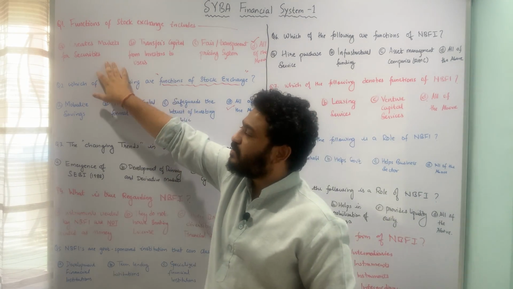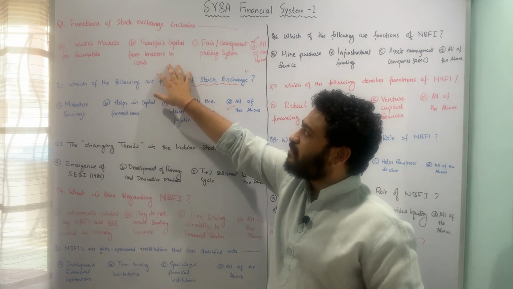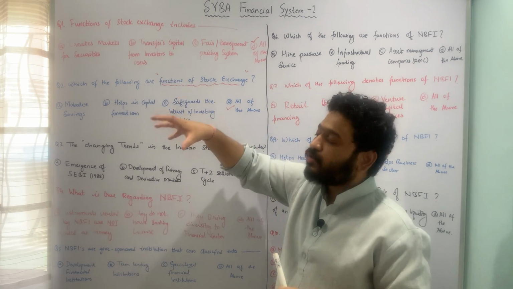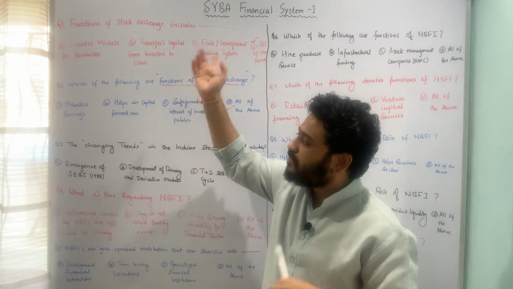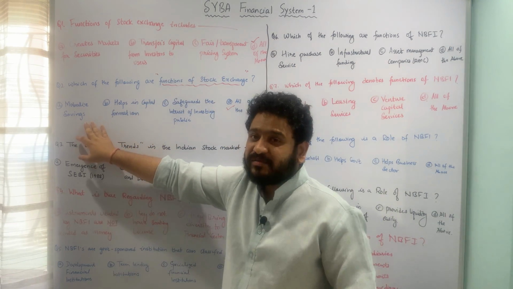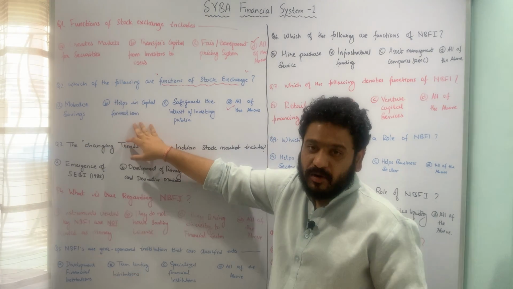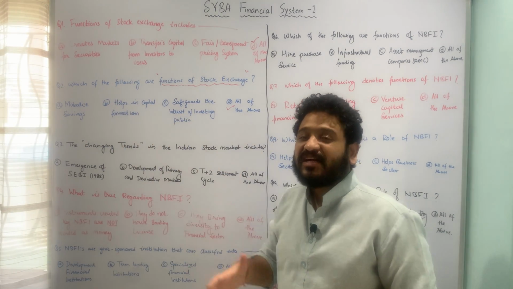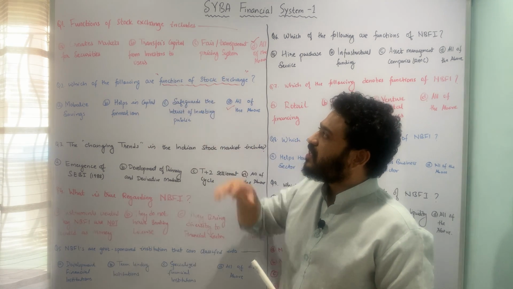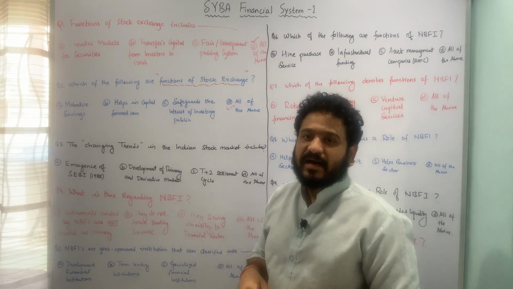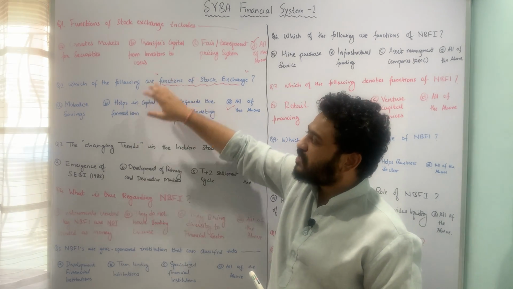The first one is it creates a market for securities, then it helps in transfer of capital from investors to users, and it helps in a fair and transparent pricing system. Thereafter it helps in mobilization of savings, it helps in capital formation, and it safeguards the interest of the investing public. Therefore these are 6 different functions of stock exchange in India. I hope these two questions are pretty much clear.